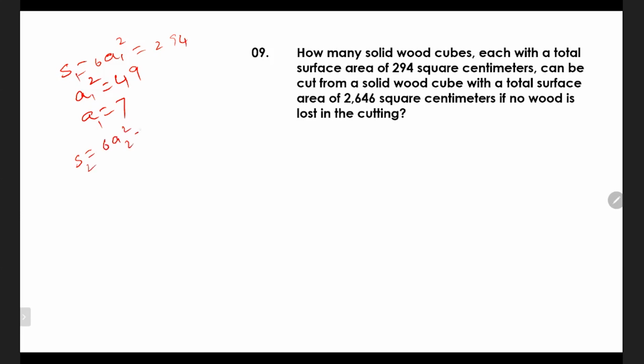6 A2 square, that is 2646. So A2 square will be 2646 by 6, which is 441. So A2 will be root of 441, this one is 21. Okay, so we know side 1 and side 2.